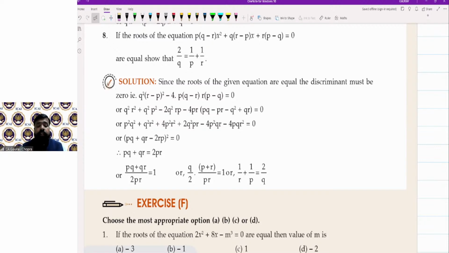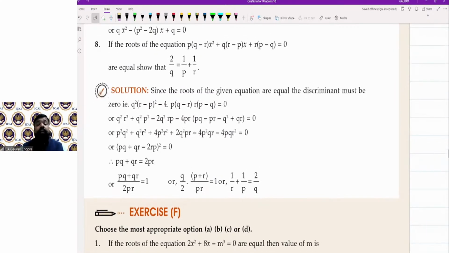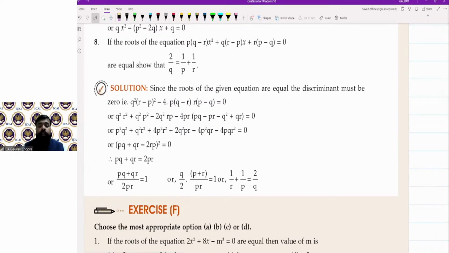Now we are given that the roots are equal. Now when were the roots equal? So we have read the condition. The first condition was if the discriminant is equal to 0, then roots are equal. So here we can find out the discriminant, that is b square minus 4ac. So roots are equal. This implies discriminant is equal to 0. That means b square minus 4ac is equal to 0.